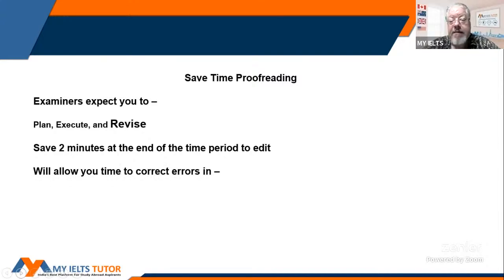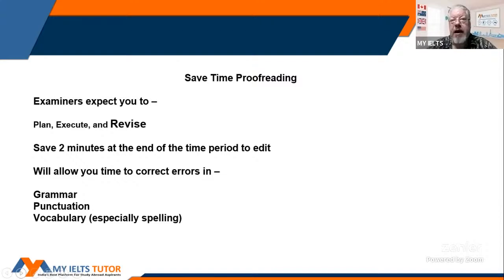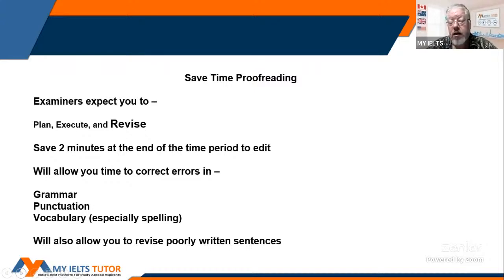And the type of errors you want to look for: grammar, correcting grammatical mistakes; punctuation. A lot of times students make errors in their punctuation, say using a full stop or comma. And then vocabulary and spelling comes under this. There might be a lot of spelling errors, and if you spend time proofreading, you can correct those errors. You may also be able to revise, meaning rewrite poorly written sentences. You may find a sentence that you wrote, and it may not make sense, so you erase it and rewrite it, and then it makes more sense. So saving time at the end to proofread and edit is really beneficial, and it will help boost your band scores.